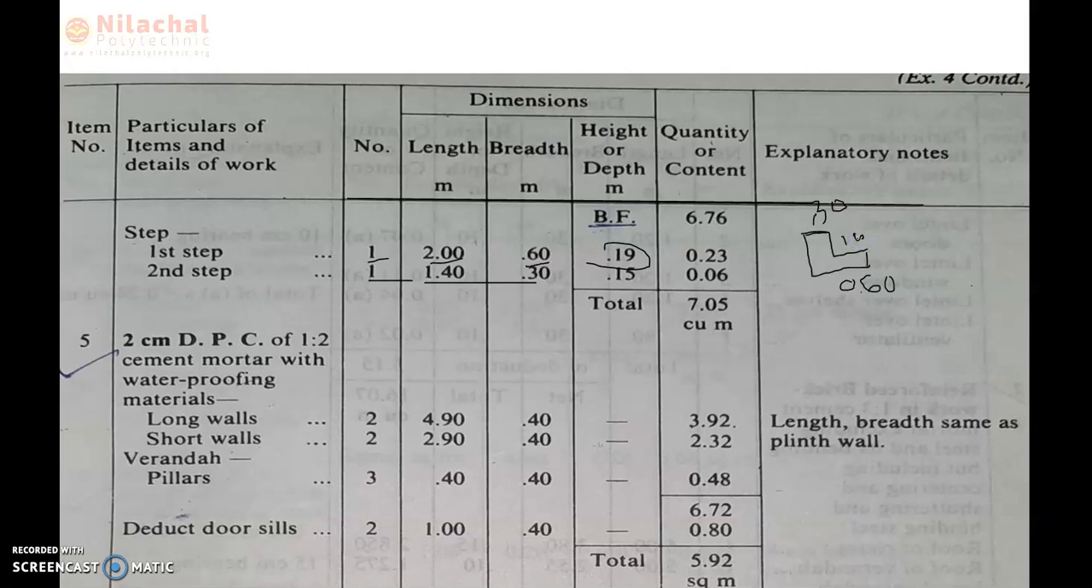Before, for the room and veranda, we defined the value as 6.76. The step value is how much? For first step 1 into 2.0 into 0.60 into 0.19 is equal to 0.23. For second step 1 into 1.40 into 0.30 into 0.15 it is equal to 0.06. The total value is 7.05 cubic meter.